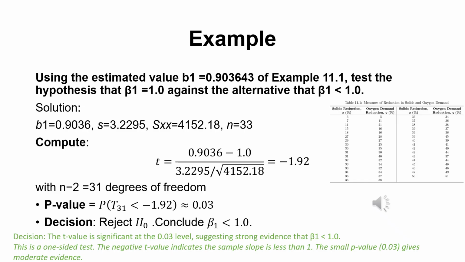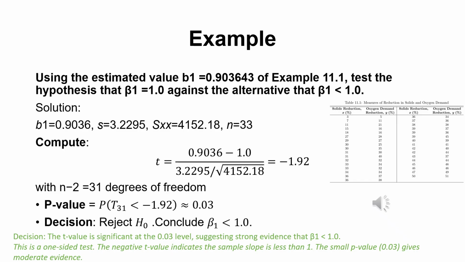From earlier, b equals 0.9036, s equals 3.2295. S_xx equals 4152.18, and sample size n is 33, so degrees of freedom is 31. The test statistic t equals 0.9036 minus 1.0, divided by s over root S_xx, which gives negative 1.92.